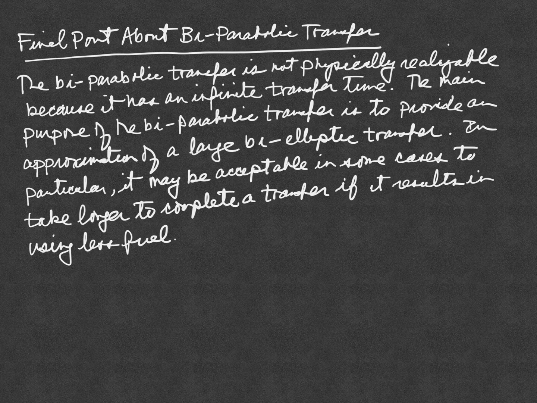If the bielliptic transfer has a very large intermediate apoapsis radius, which means that S is very large, but it still may be within acceptable time limits, it may be okay to use a bielliptic transfer instead of a Hohmann transfer, because the Hohmann transfer for larger values of R uses more fuel than the bielliptic transfer does, and as a result, it may be a reasonable trade-off to say, well, I'm going to take a little bit more time to complete this transfer because in the process I will save a little bit of fuel.